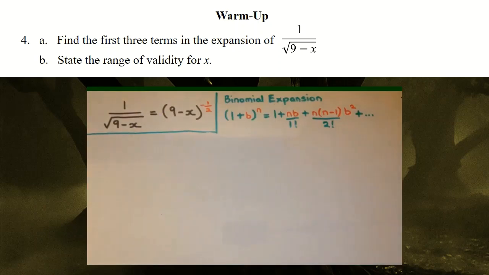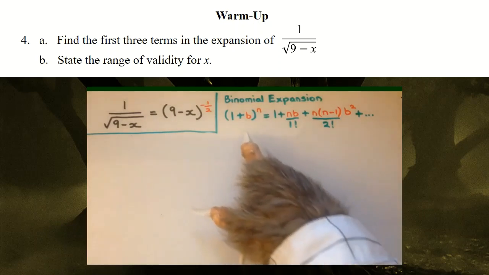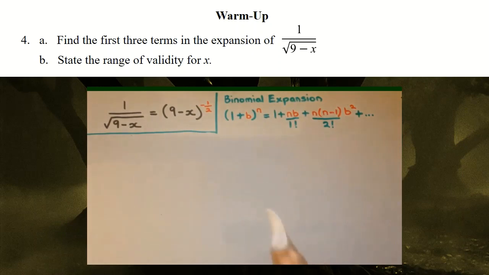So this is question 4 in the warm-up, and it's a binomial expansion. We're asked for the first three terms. And it's a year 2 expansion because we have a negative fractional power. So the expansion form we're going to use is the 1 plus b to the n. This is the one I gave in class. It's not quite the same as the one in the formula booklet, but I'll explain more about that later.